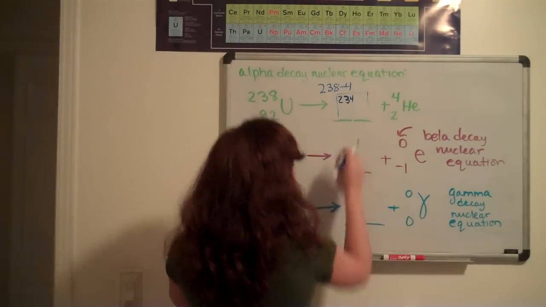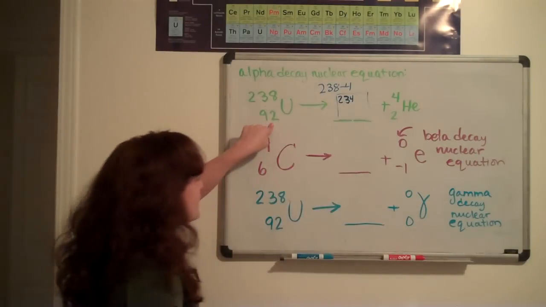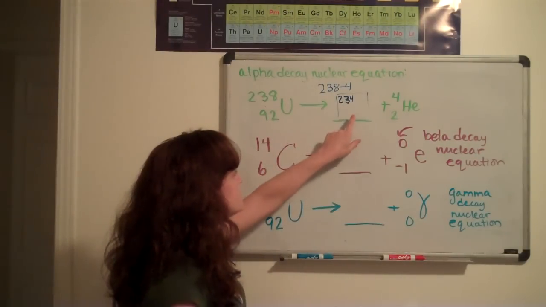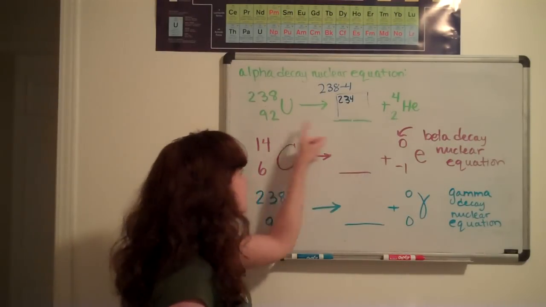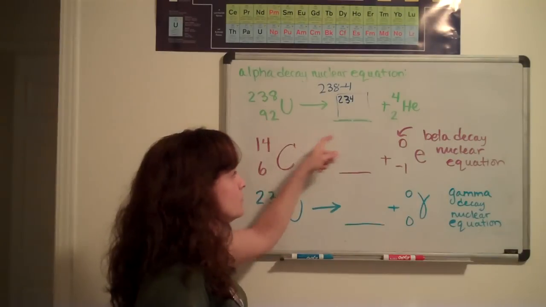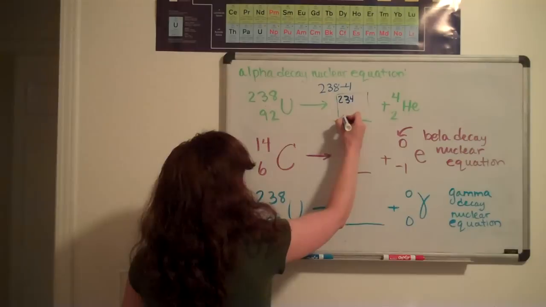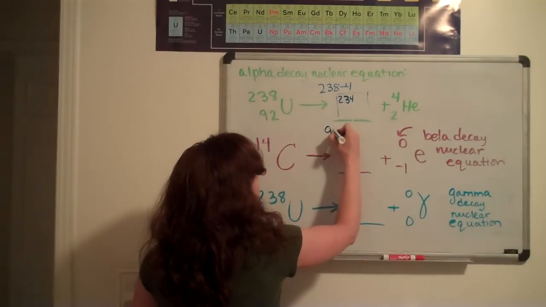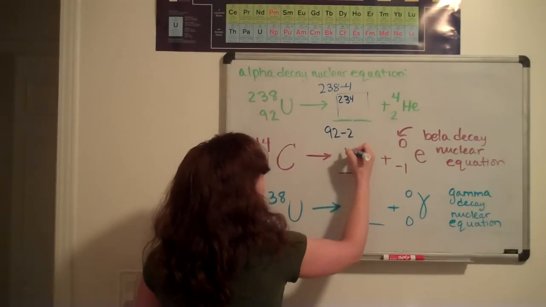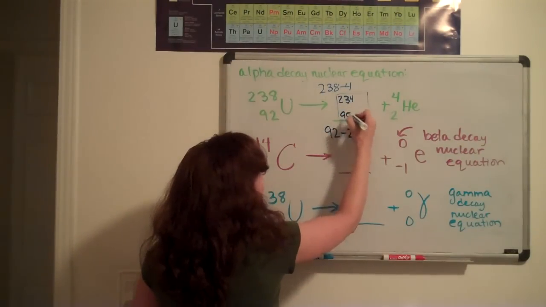Okay? Same thing with the bottom. We've got a 92 over here. Something plus 2 has to be equal to 92. 90 plus 2 is equal to 92. So the bottom number, and the way that I found that was just 92 minus 2. Okay, the bottom number is 90.